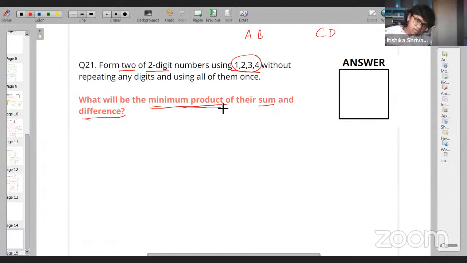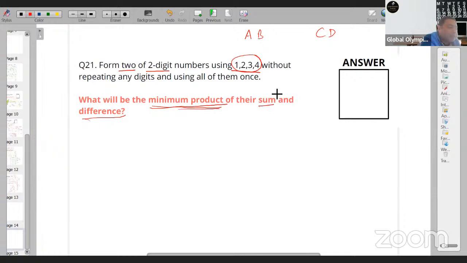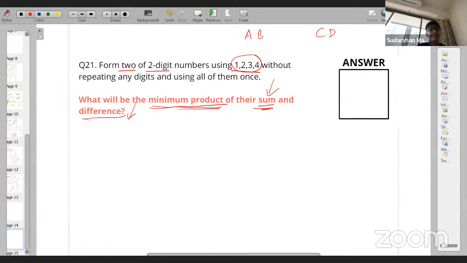Maybe we can take 43 and 12. Yeah, 43 and 12. One second. For the product to be minimum, the numbers themselves need to be small enough, correct? So it could be like 23 and 14. You have a sum here, correct? So you have to minimize the sum first.